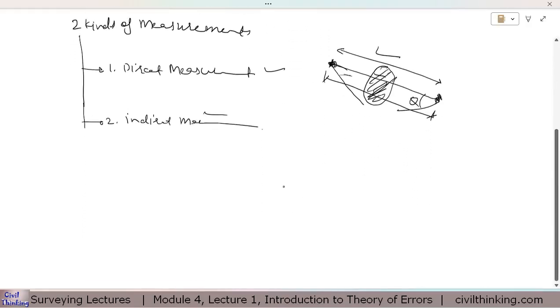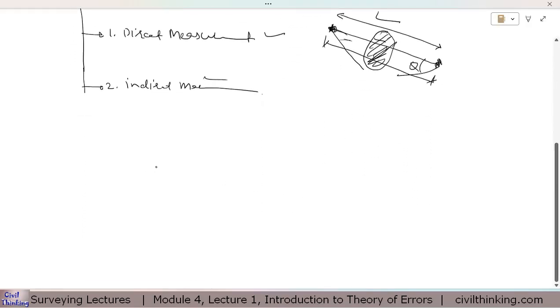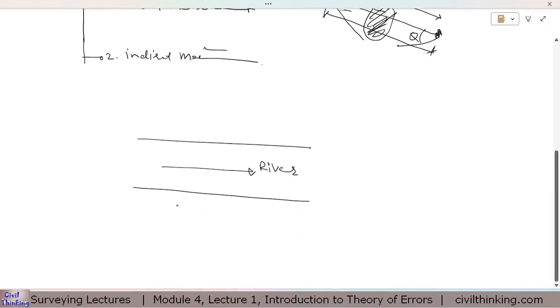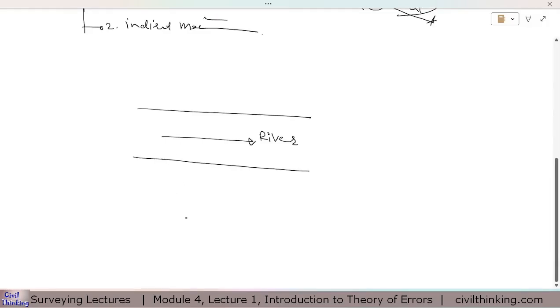Let me give you an example of indirect measurement. For example, you have a river. You are here, and you have measured up to this point. Let us say this is point A and this is point B. You need to measure the distance from A to B, but because we have a river here, we cannot throw the chain from A to B.